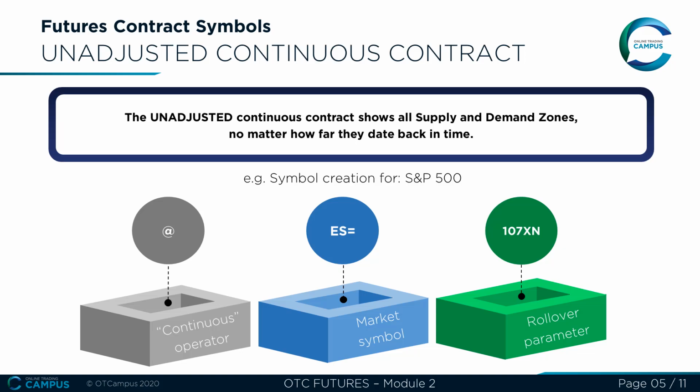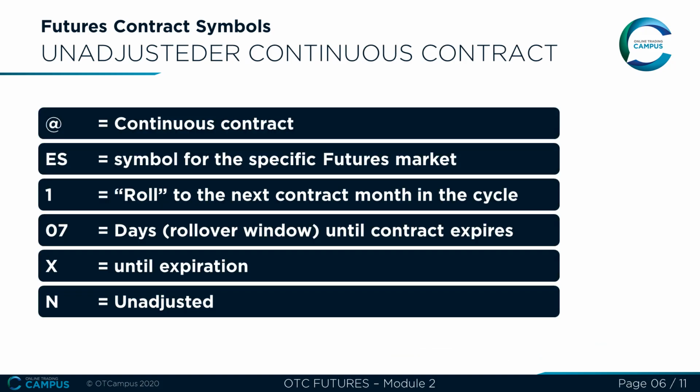A typical symbol might look like @ES=107XN. This is the unadjusted continuous chart for the S&P 500 futures, and this unadjusted continuous contract shows all supply and demand zones no matter how far they date back in time. So let me explain each component of the symbol. @ means continuous chart, ES is the symbol for the specific futures market, 1 means roll to the next contract month in the cycle, 07 means days, which is a rollover window until contract expires, X means until expiration, and N means unadjusted style.